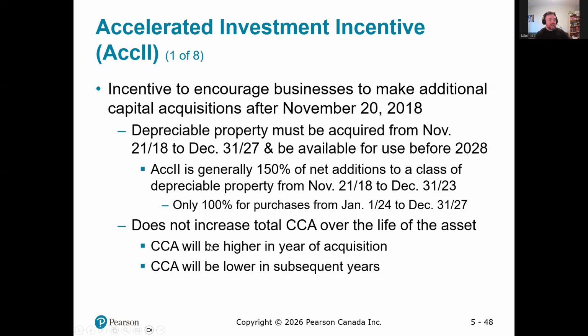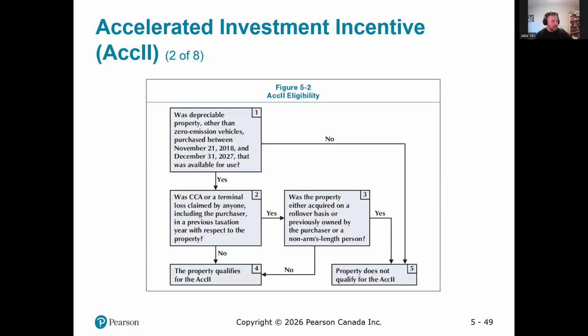So the CCA will be higher in the year of acquisition, but it will be lower in subsequent years because the faster we get it deducted, the lower that UCC will go. The lower the UCC, the smaller our percentage amounts will be.